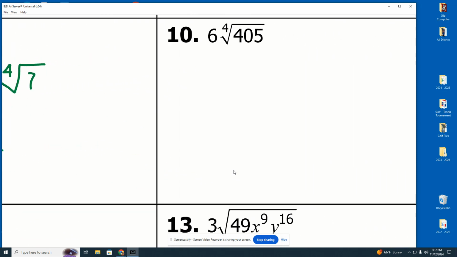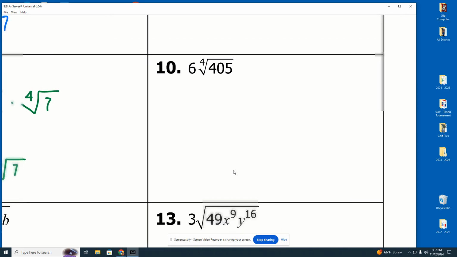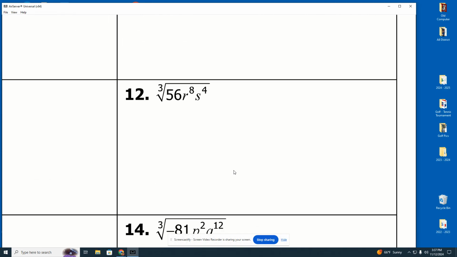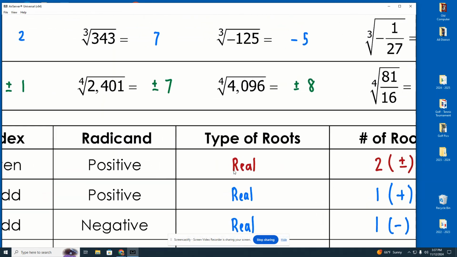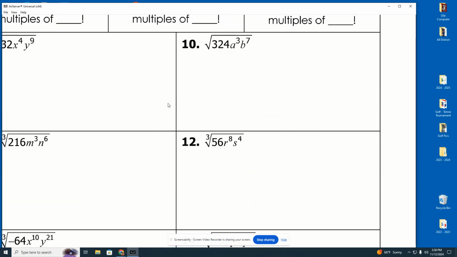And last one, number 10, 6 times the fourth root of 405. I'll go up one more time. 405 is definitely not on my list. See, 405 is somewhere around in here. So I'm going to divide that 405 by 2. So 202.5. So I'm not looking at anything above here. So 405 divided by 81, does that work? Yeah, it actually does. 405 divided by 81 is 5. So let's finish this one off.